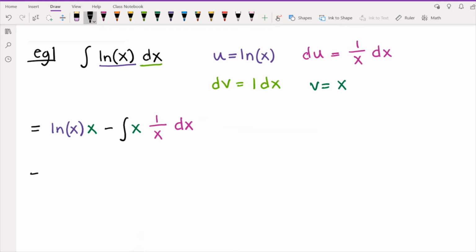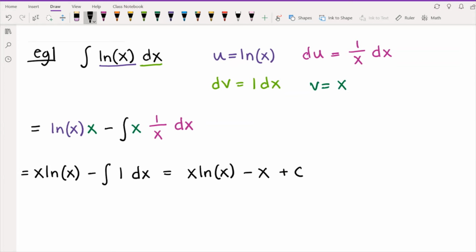So as you might notice, things are going to simplify inside this integral, right? So we're going to get, let me just rewrite this as x times ln of x minus, and then, well, we have x times 1 over x, that's just 1, right? So we're going to have the integral of 1 dx. And so what is the antiderivative of 1? It's just x. So we end up with x times ln of x minus x plus c.